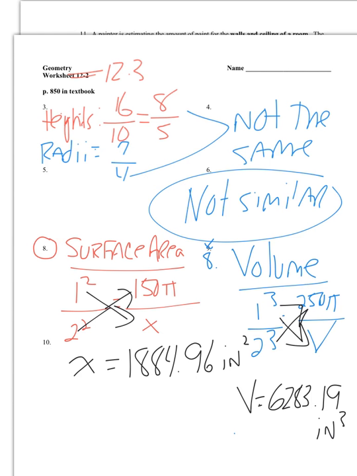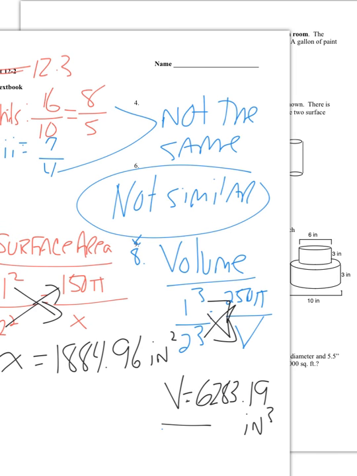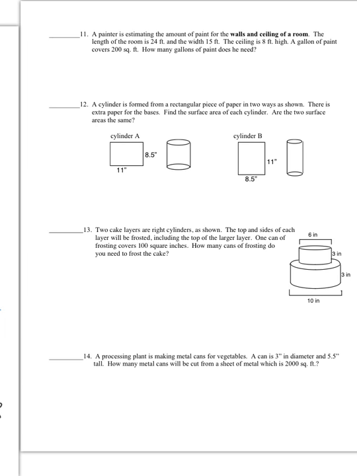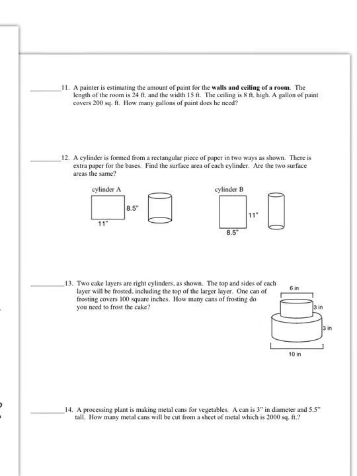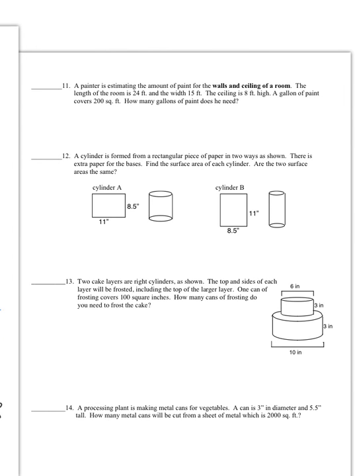The second part is 4 word problems, and I'm going to do one of those word problems with you here on this video. So we're going to look at number 11 first. It says, a painter is estimating the amount of paint for the walls and ceiling of a room. The length of the room is 24 feet and the width is 15. The ceiling is 8 feet high. A gallon of paint covers 200 square feet. How many gallons of paint does he need?